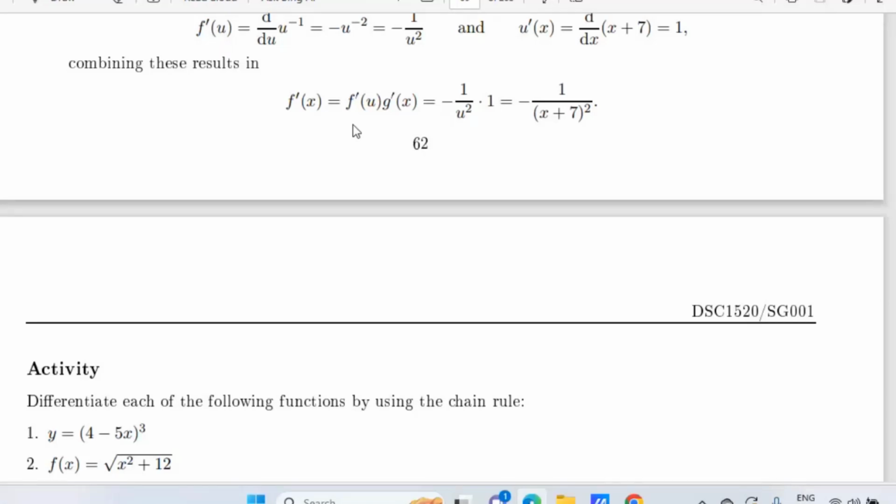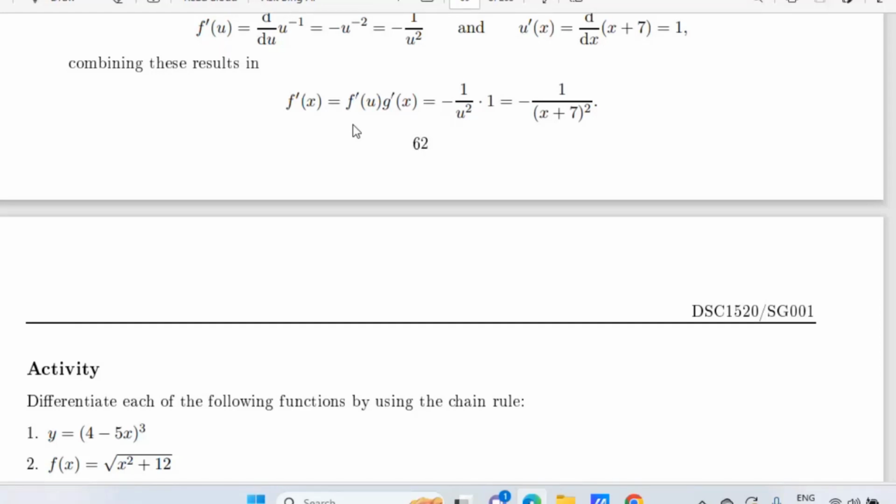What is u? It's x squared plus 12. Now, whenever we see that u, we put x squared plus 12. Okay? Now, inside the bracket, we have x squared plus 12, everything raised to the power half. Do we agree? Yes.